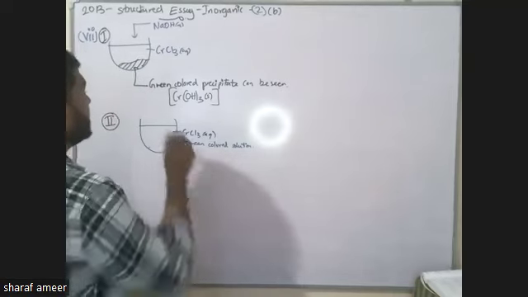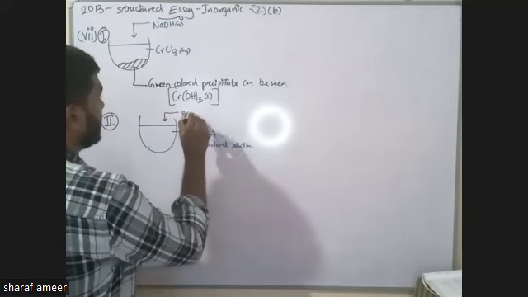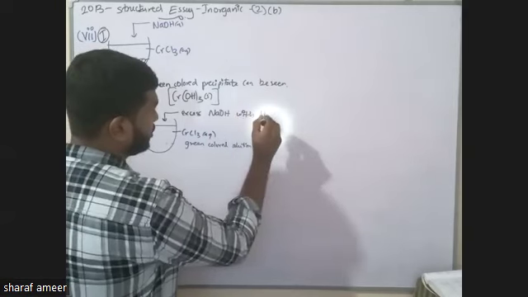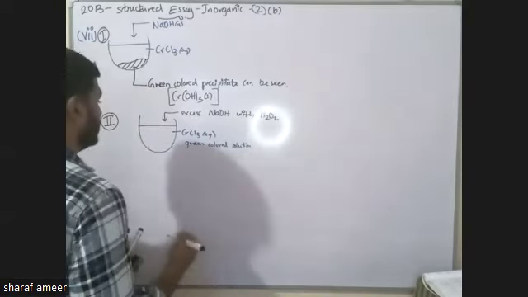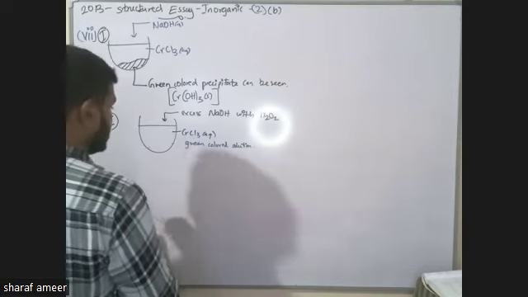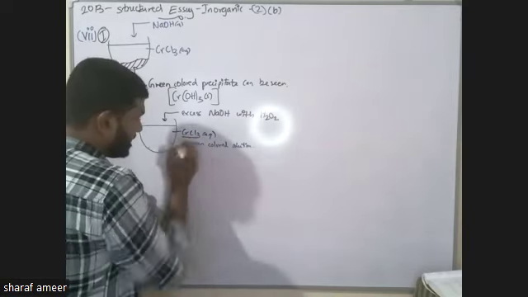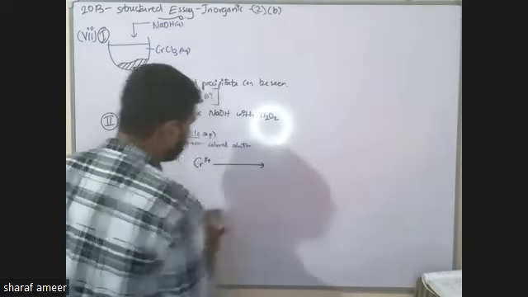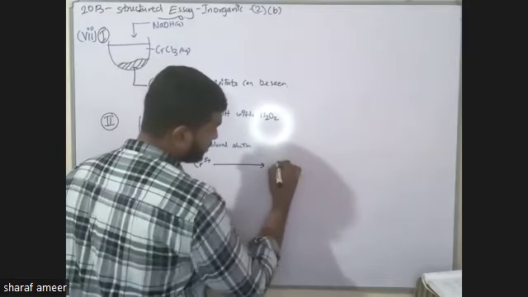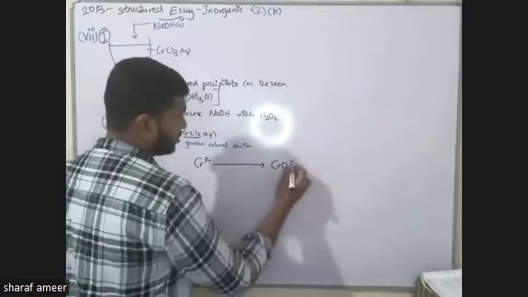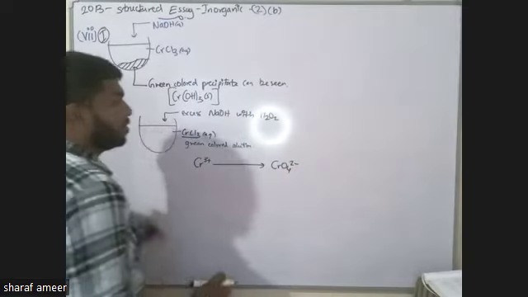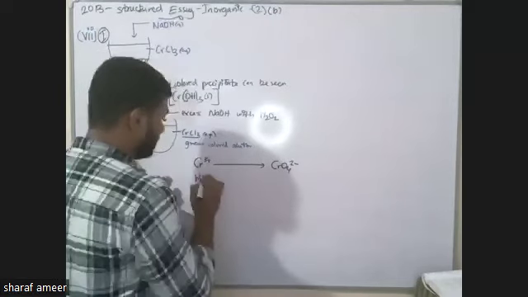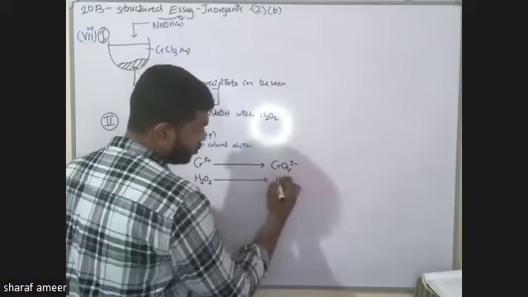So once you add excess NaOH with some amount of H2O2, what will happen to the solution is this Cr3+ will oxidize to what? It will oxidize to CrO4 2 minus, CrO4 2 minus. And H2O2 in a sense will be reduced to H2O.